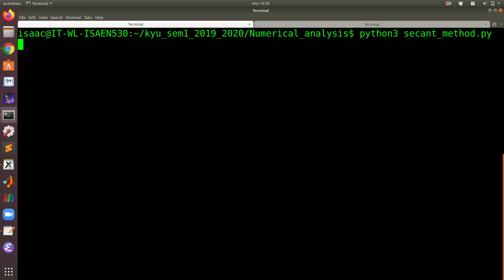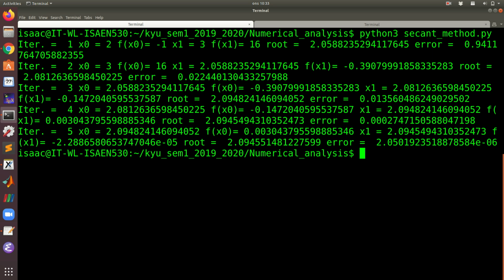So if we run that, we will compare with what we have in the notes here. We have the iteration count, we have X0 is 2, f of X0 is -1, we have already seen that, X1 is 3, and then f of X1 is 16, and then we find the root. This is the root also as it appears in the notes. You can check that in the notes, and you can also compute it by hand.